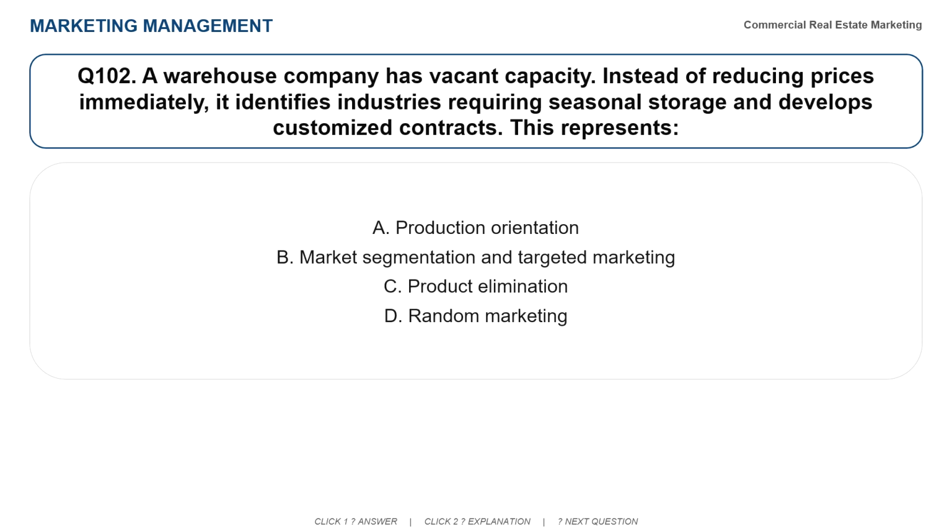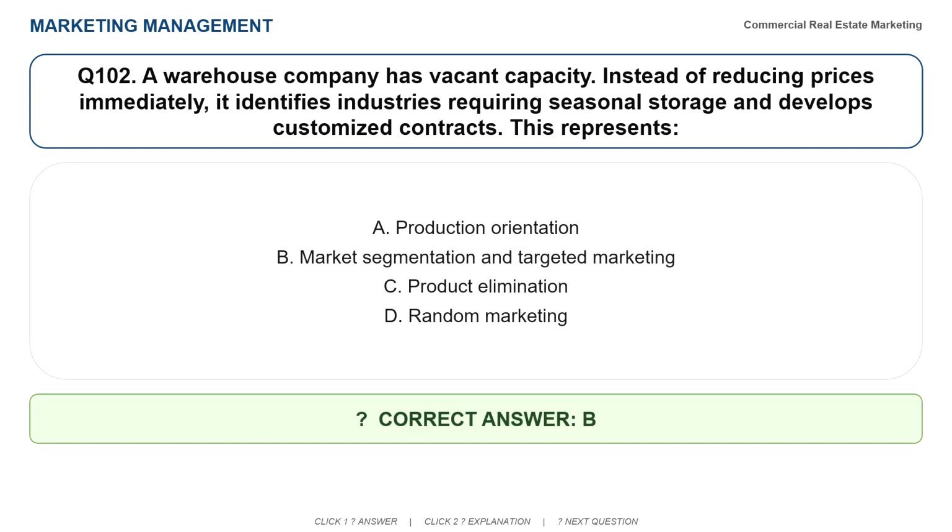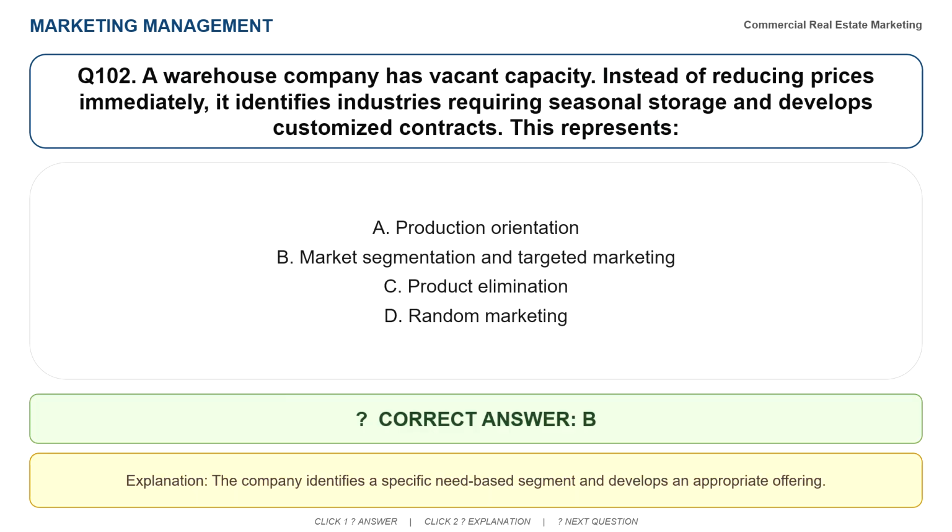Question 102. A warehouse company has vacant capacity. Instead of reducing prices immediately, it identifies industries requiring seasonal storage and develops customized contracts. This represents: Option A, production orientation. Option B, market segmentation and targeted marketing. Option C, product elimination. Option D, random marketing. The correct answer is B. Explanation. The company identifies a specific need-based segment and develops an appropriate offering.